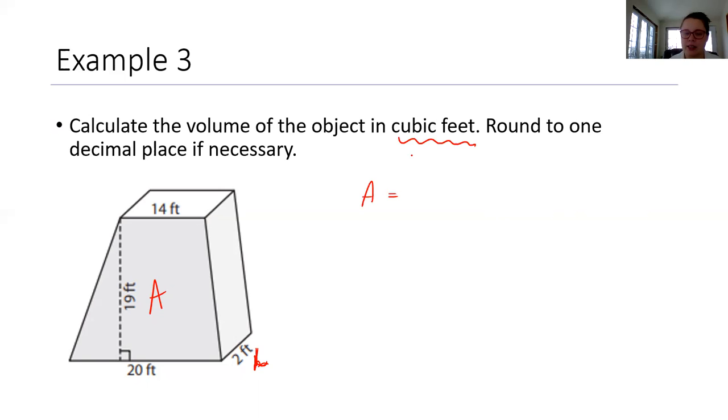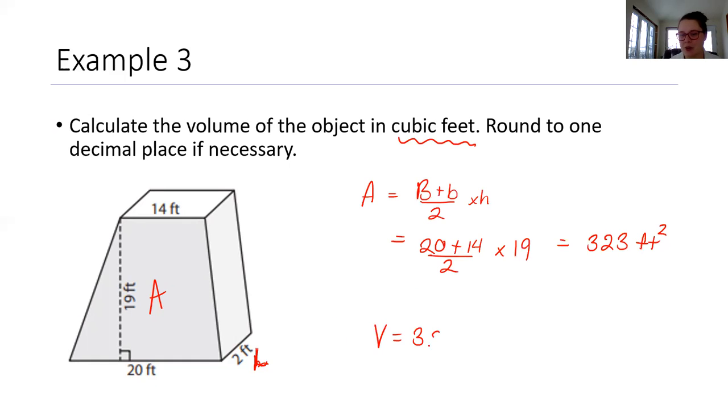So first of all, what is the area? Area of a trapezoid is big B plus little b divided by 2 times the height of the trapezoid. So 20 plus 14 divided by 2 times 19 gives us 323 square feet.